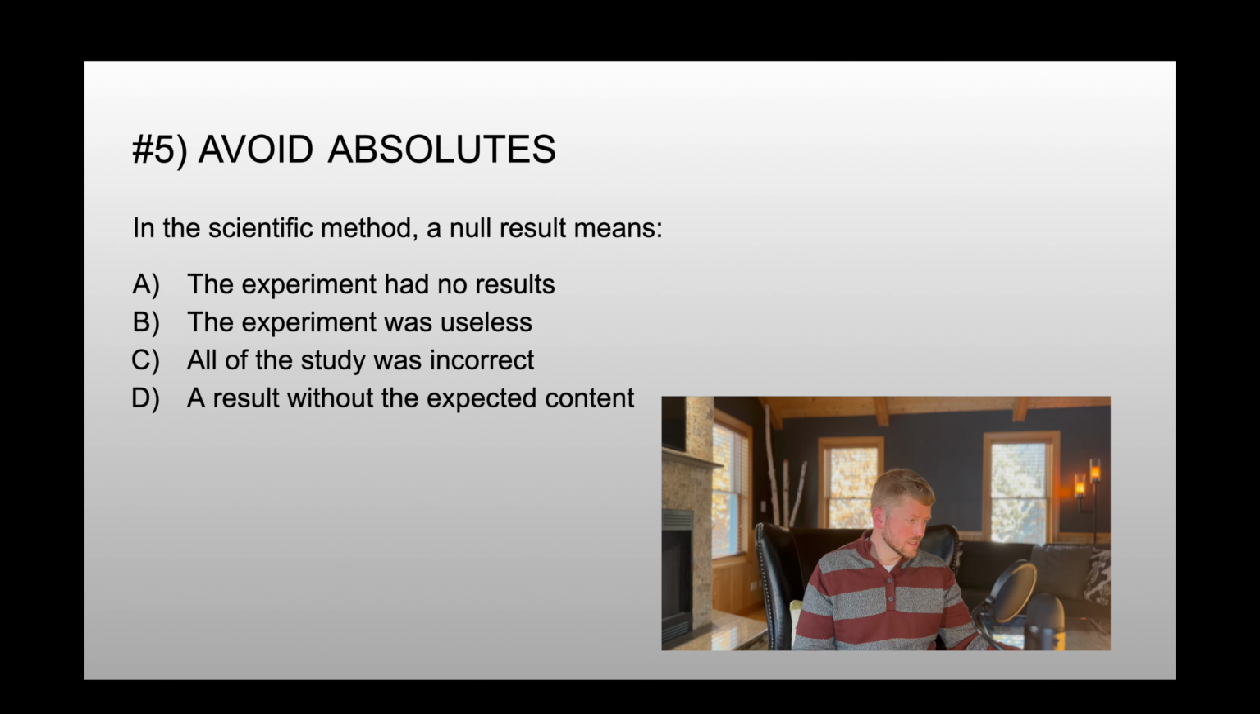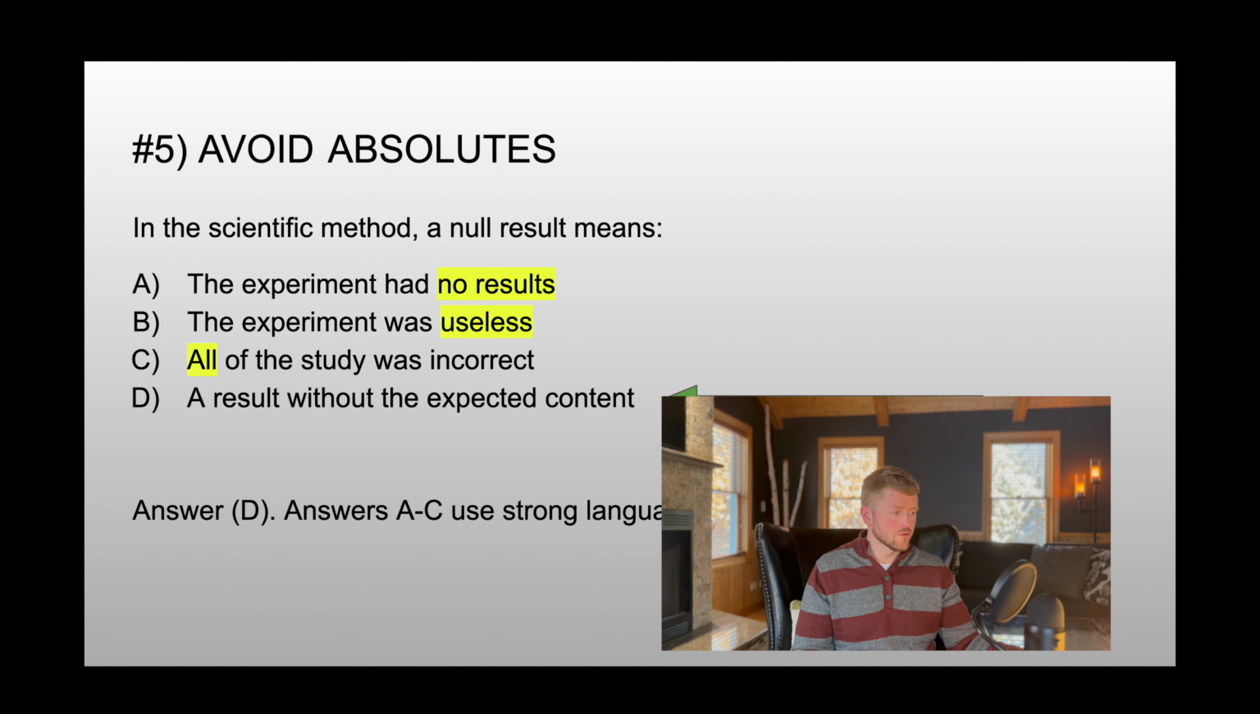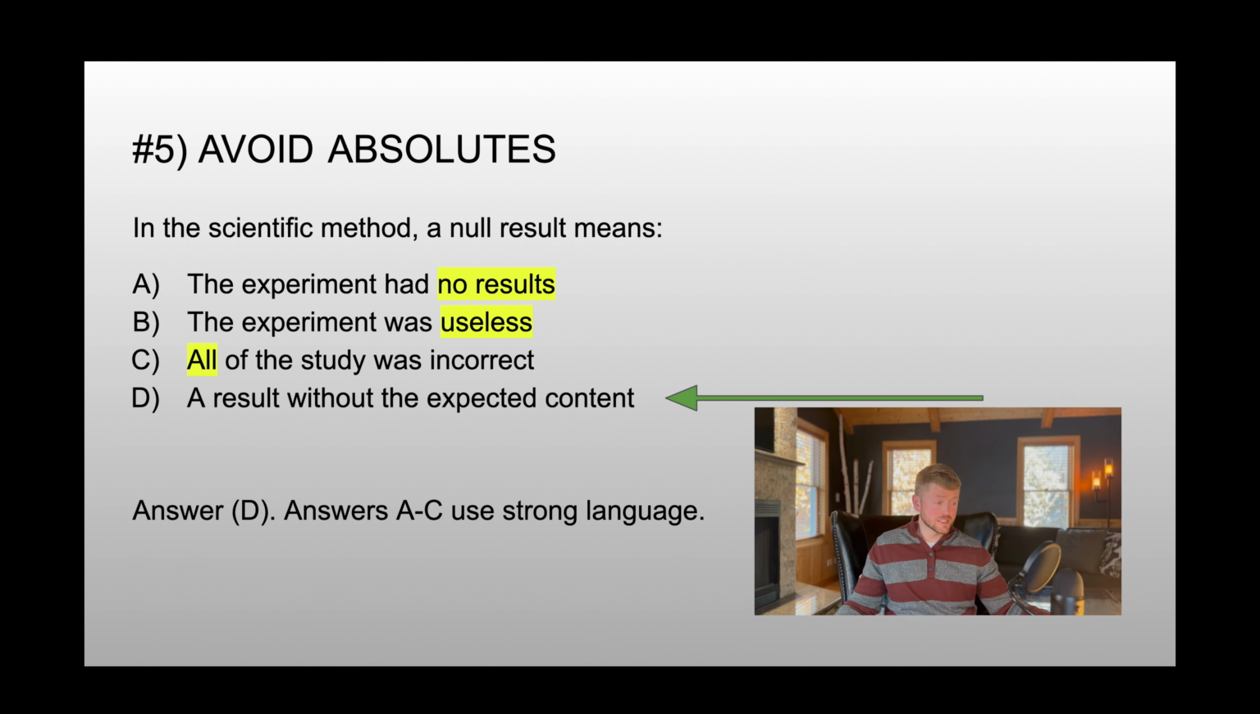Well, we can see some words. No results. No is pretty extreme. Useless is an extreme word. C, all was incorrect. So we're gonna go with D because it doesn't have any of that crazy language in there. Now, usually problems, they're not all gonna have a lot of wild, extreme language in them, but maybe one of them does, so you can cross that off quickly.